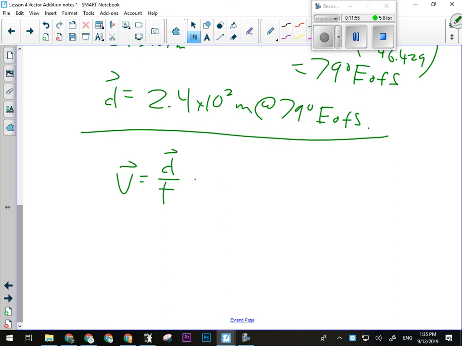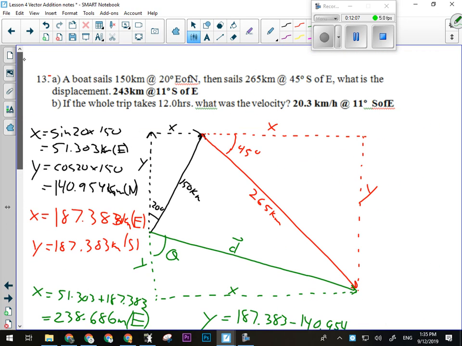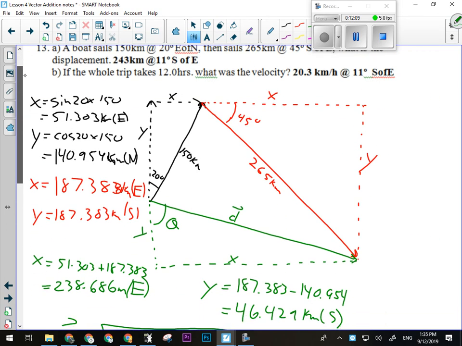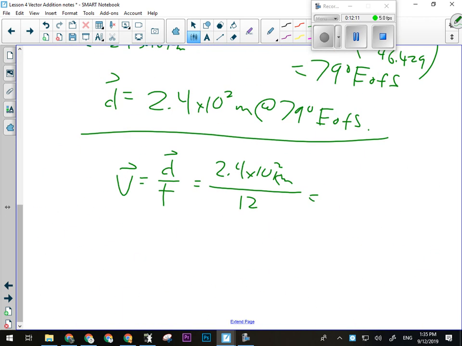Okay? You don't want to lose those 3 marks. You worked hard to get the first part of it. Okay? 2.4 times 10 to the 2 meters, divided by 12 kilometers, divided by 12, and we'll get the same vector on that, so we're looking at 20.3 kilometers per hour. Well, actually, it'll be just 20, because we only have 2 significant figures. 20 kilometers per hour at 79 degrees east of south.